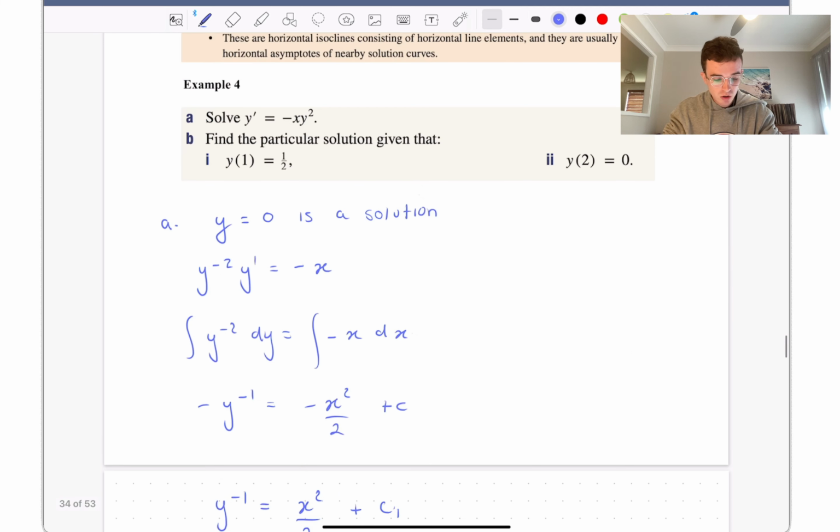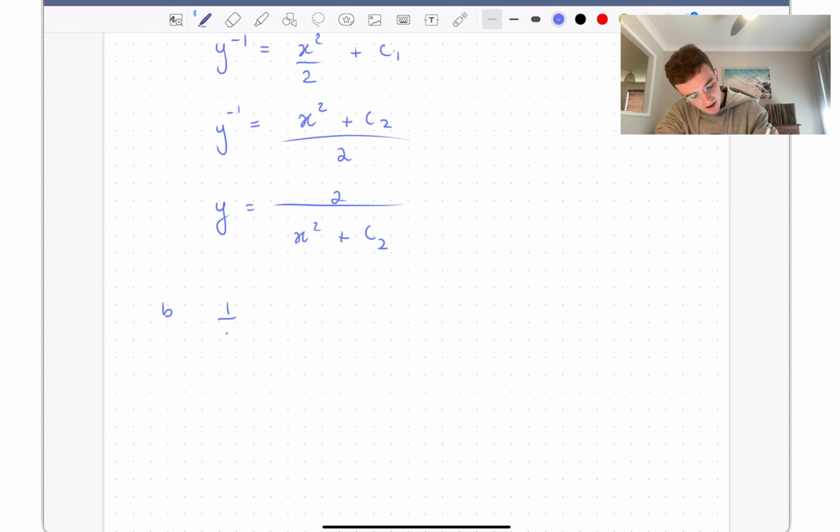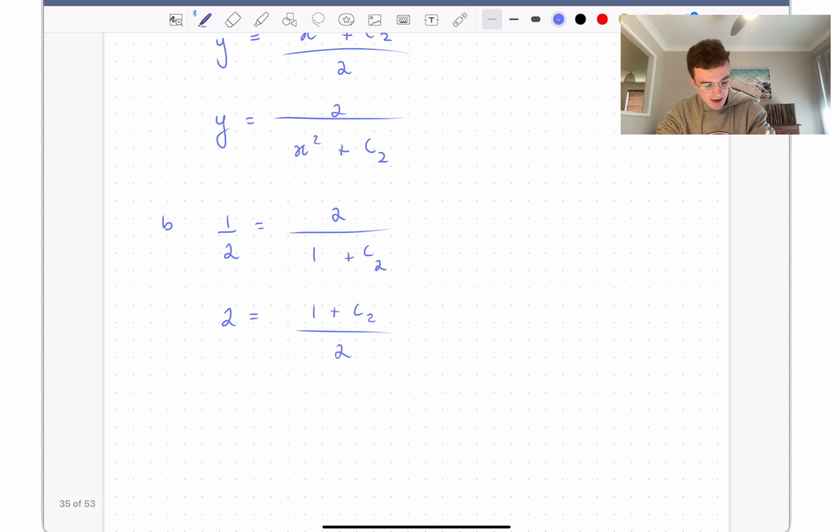Part B then asks us to find a particular solution through y1 equals a half. So we're going to say a half is equal to 2 over x squared plus c2. Now I think that would give me 3. Let's just confirm that. So flip both upside down. So 2 is equal to, x is 1 in this, 2 on 1 plus c2. So 1 plus that constant, 2 on 2, times it up there, c2 equals 3. So therefore that particular solution is y is equal to 2 on x squared plus 3.